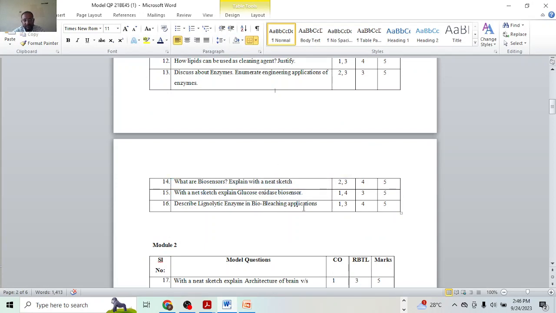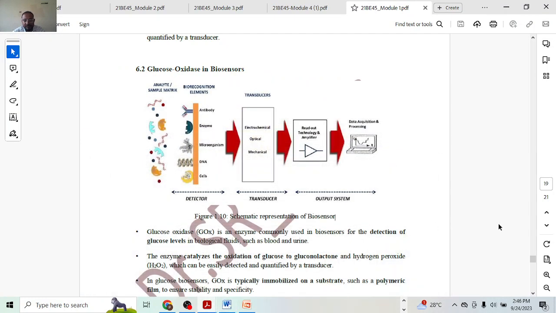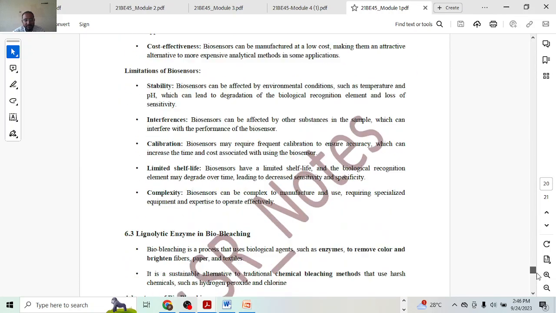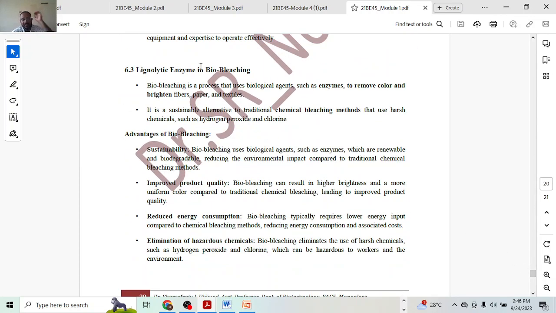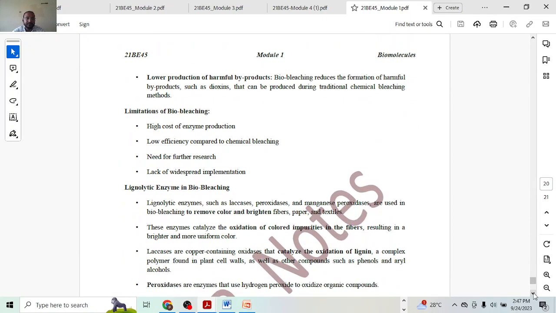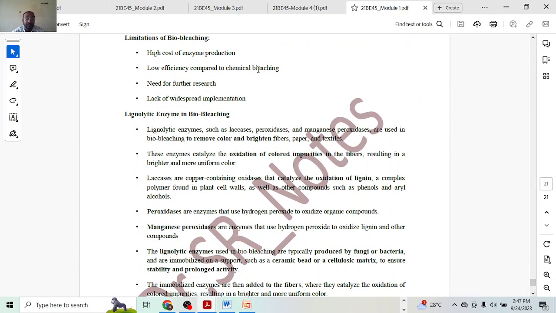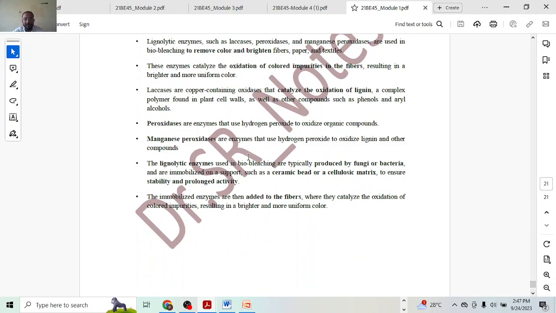Next, describe lignolytic enzyme in biobleaching applications. So that is very important. Here biobleaching is there, and lignolytic enzyme is a separate enzyme which is used in biobleaching. Here we can give an introduction for 1 mark, advantages and disadvantages might get you 2 marks, whereas how exactly lignolytic enzyme works in biobleaching will get you 2 marks. So 2 plus 2 plus 1, that will be 5.